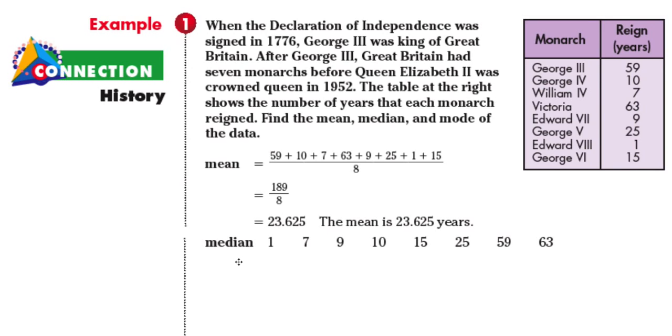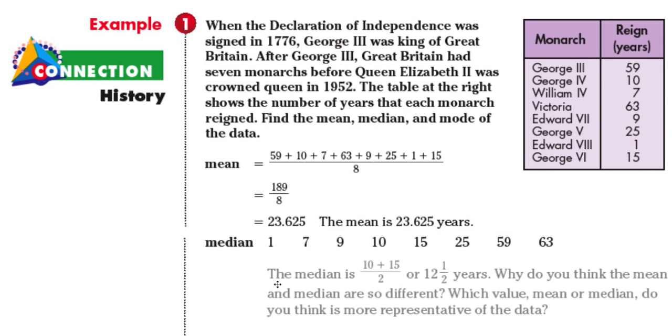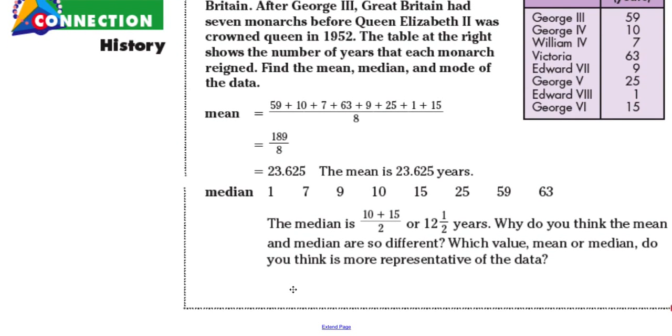Let's find the median. Arrange them from least to greatest this time. And if you notice, we still have an even set of data. So 10 and 15 will be added and divided by 2. We'll get 12 and 1/2 years. So why do you think the mean and the median are different? Which value, mean or median, do you think is more representative of the data?